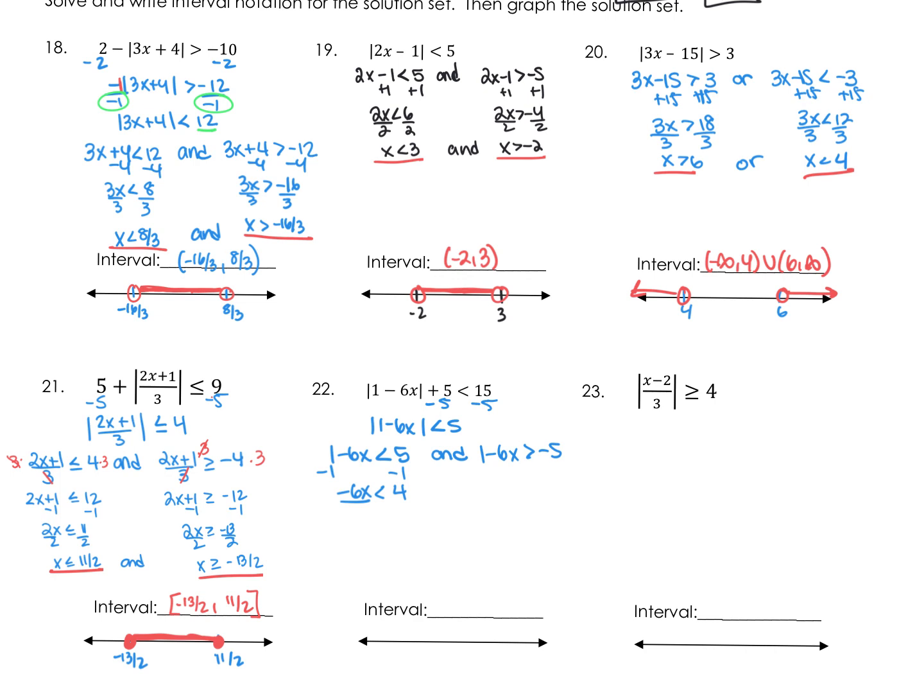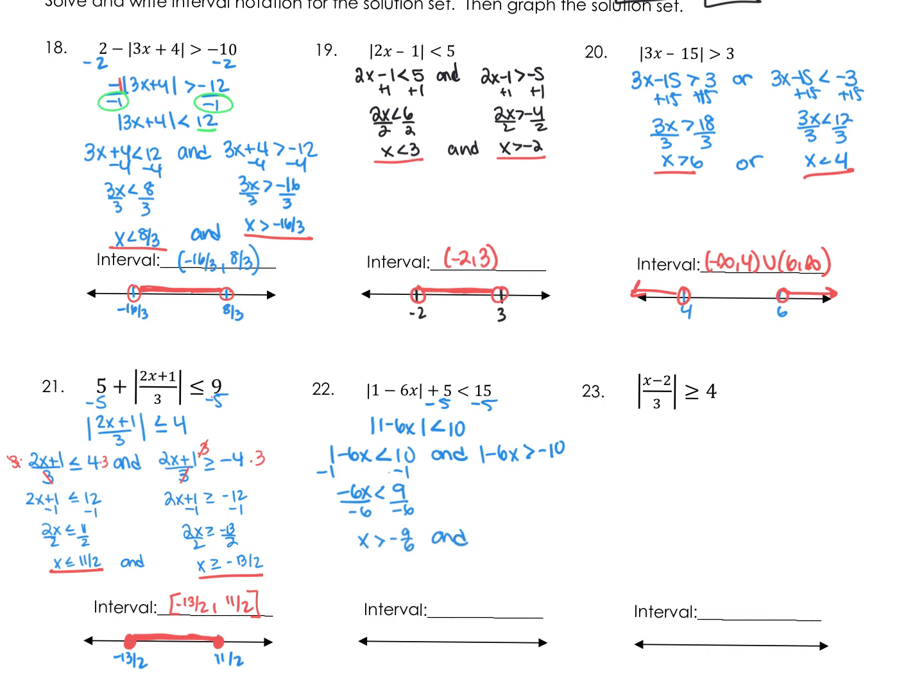Oh, sorry. I did some bad math. This should be a 10. 15 minus 5 is 10, not 5. So let's try this again. Subtract our 1 from 10 and you'll get 9. Divide by negative 6. And when you divide by a negative, that's when you have to flip the sign. So we'll have to flip this. And this will be negative 9 over 6.